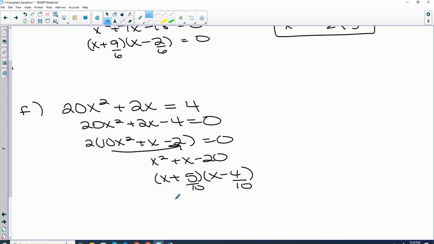Divide the 10 back. We still have the 2 we factored out. 5 over 10 is 1/2, so 2x plus 1. 4 over 10 is 2/5, so 5x minus 2.